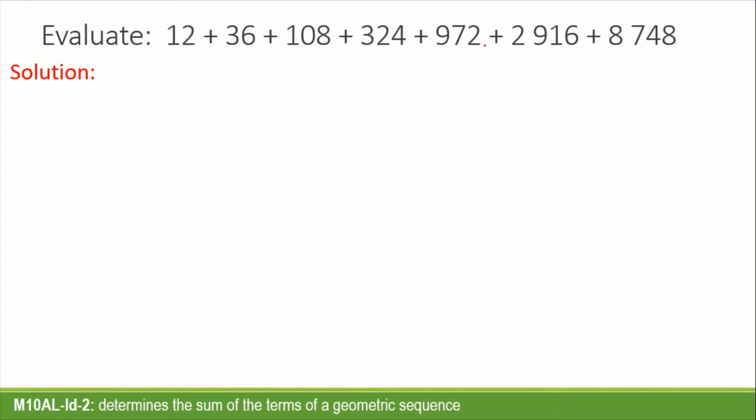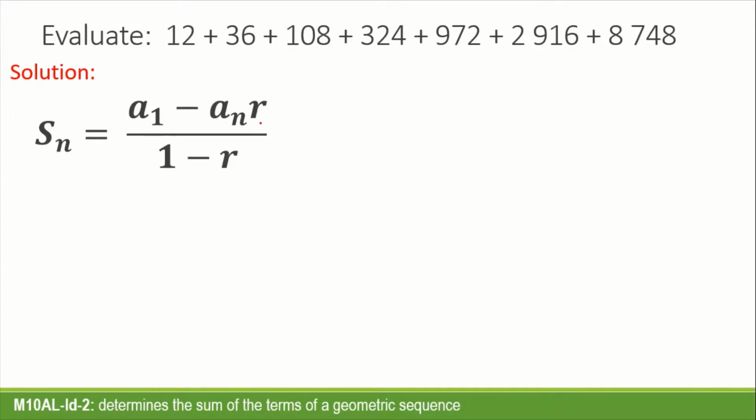Now, since ang last term ay given, pwede natin gamitin yung, di ba sa first formula, dalawa yung pwede nyo pagpilian. Yung pangalawang formula doon, yung if r is not equal to 1, yung second formula yung gagamitin natin. And that is a sub 1 minus a sub n times r all over 1 minus r. So, identify muna natin ang first term, 12. A sub n is the last term and that is 8,748 times r.